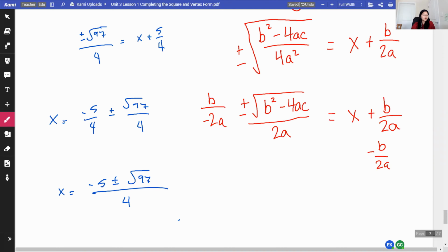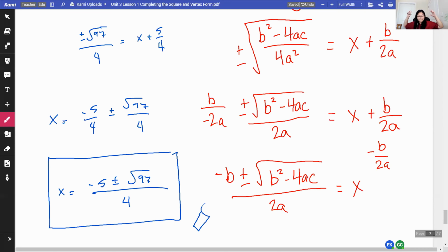Put a big box around my answer while we wait for the equation to drop. Equation dropping. Bam. I think that's right. That looks familiar.